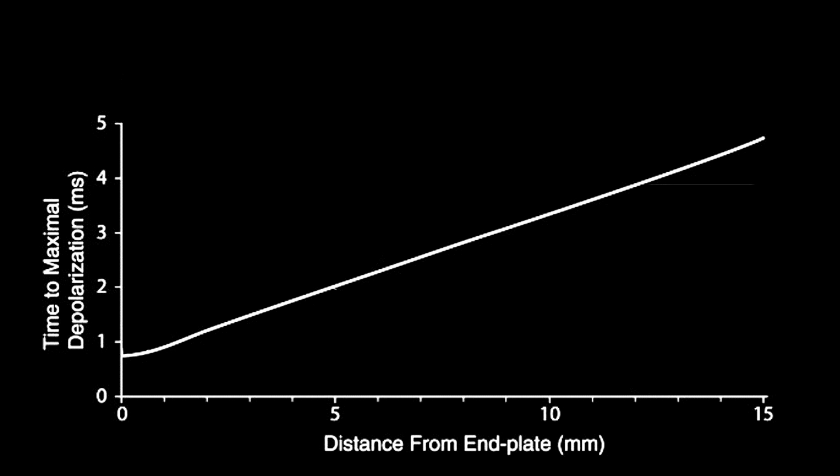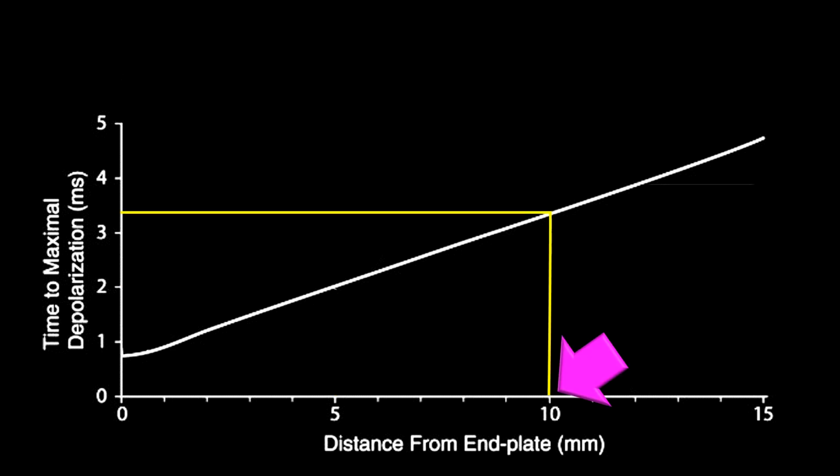Why? This diagram represents the linear relation between the distance from the end plate in millimeters and the time to maximal depolarization in milliseconds. The distance from the end plate is measured starting at the junctional folds, which we will refer to as the center of the end plate, to 15 millimeters away. So a potential recorded at a distance of 5 millimeters from the center of the end plate will take about 2 milliseconds to achieve maximal depolarization, whereas a potential recorded 10 millimeters from the center of the end plate will take about 3.5 milliseconds to achieve maximal depolarization.